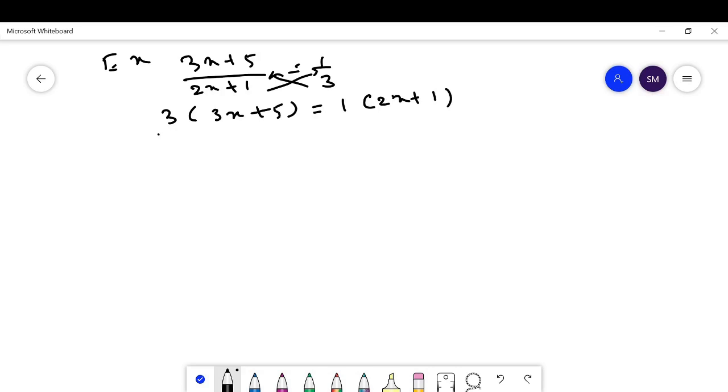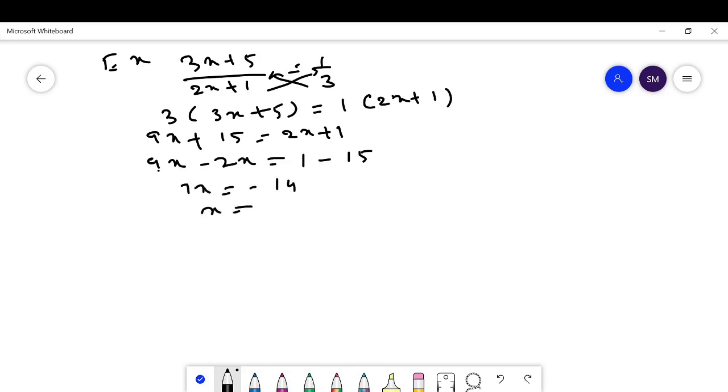Then 3 into 3x is 9x. 3 into 5, 15, which is equal to 2x plus 1. I have already told you, always bring the variables to the left side and the constants to the right side. Here the 2x is plus. When you bring it to the left side it becomes minus. 9x minus 2x is equal to 1 minus 15. This is 7x is equal to minus 14. Then x equal to minus 14 upon 7, which equals minus 2. Here we get the answer. x equal to minus 2 is the answer.